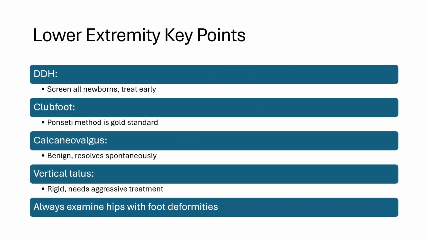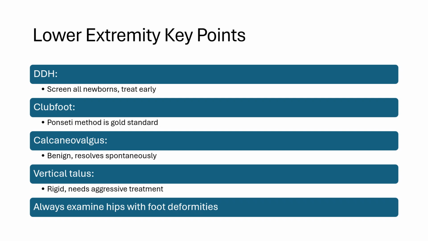Several fundamental concepts from lower extremity anomalies deserve emphasis because they directly impact your clinical decision-making and patient outcomes. Developmental dysplasia of the hip stands as the most critical condition requiring universal newborn screening because early detection and treatment prevent lifelong disability, while delayed diagnosis leads to complex reconstruction needs and permanent functional limitations.